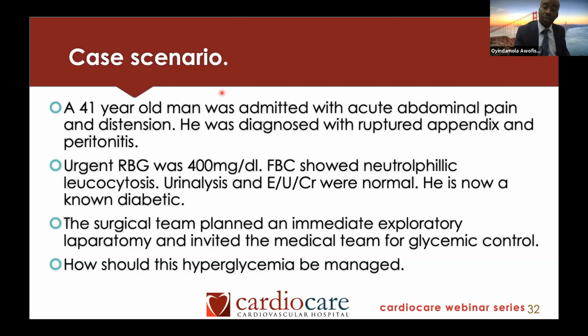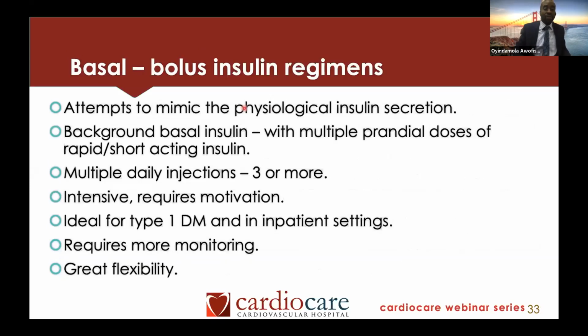So I'll talk a bit about insulin regimens now, and after that, we'll reflect again on how we think this should be managed. The first insulin regimen I'll talk about is the basal bolus regimen. Basically, the basal bolus regimen is very simple. It's stressful, but it's very simple.